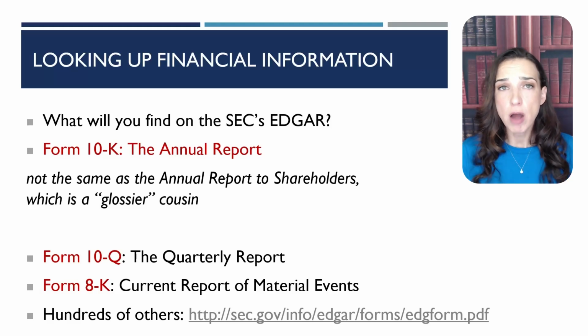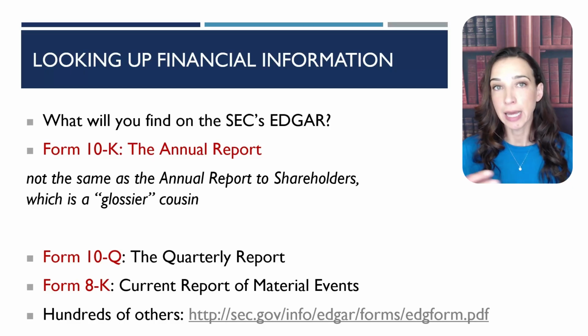Now, there are hundreds of other reports. There's reports that have to do with mergers and other transactions. There's reports that have to do with beneficial ownership, so insider trading and kind of other specific ownerships. Again, the majority of what we're going to focus on in these videos is going to be the 10K. So let's take a look at Target.